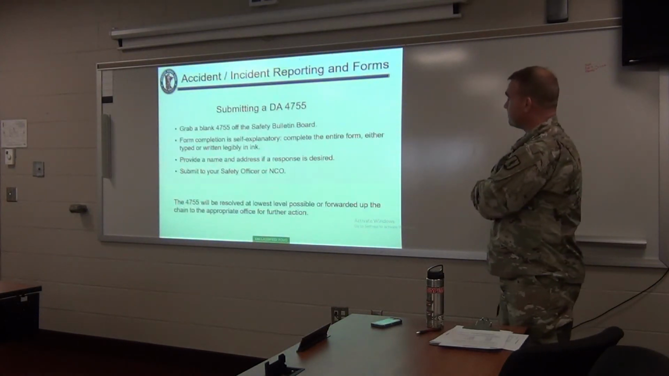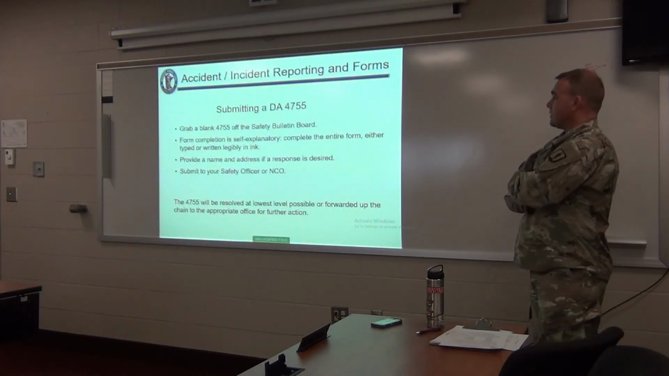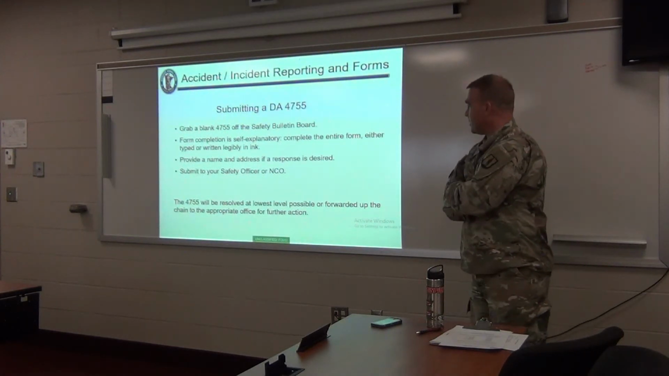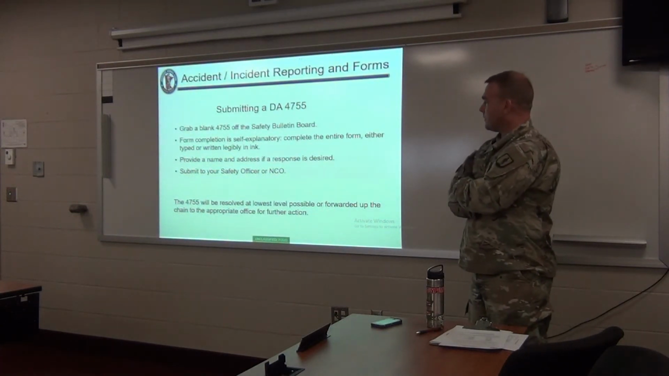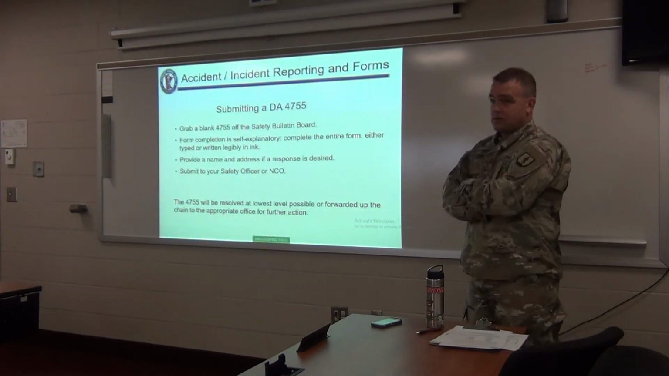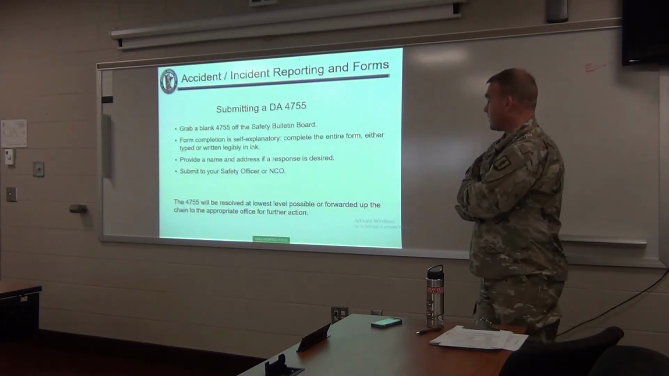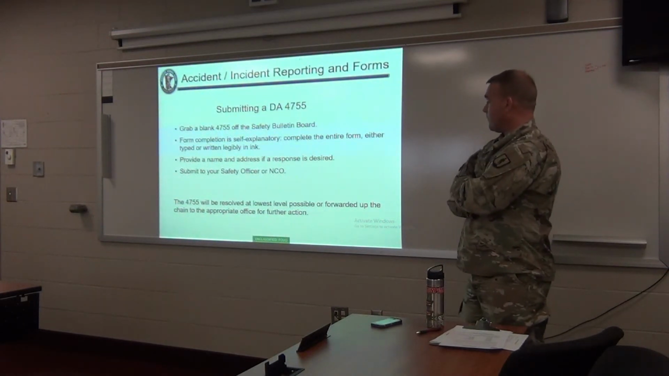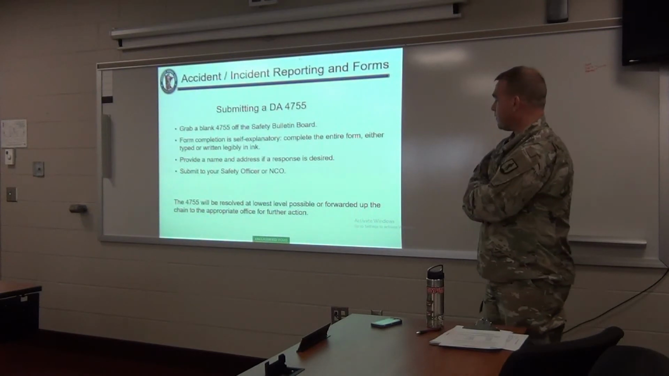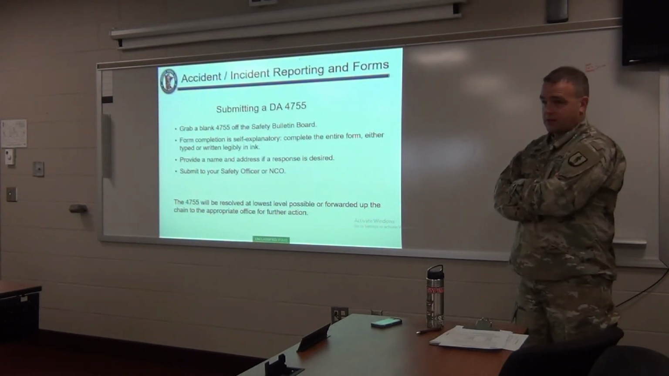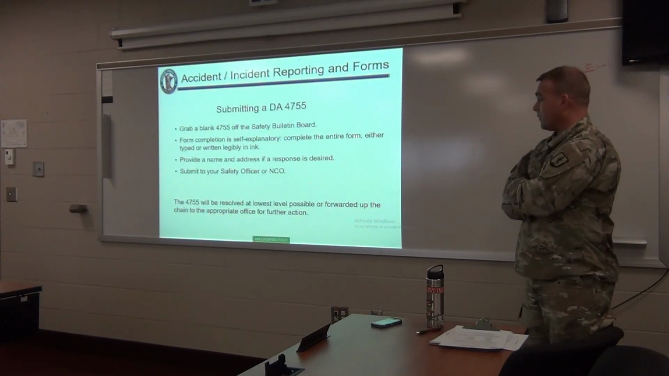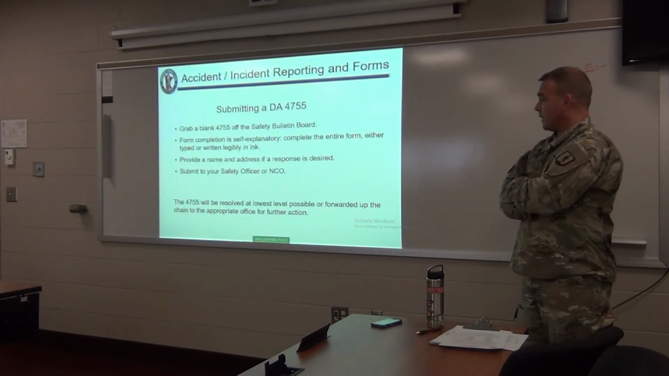All right. So to submit that form, there's blank ones on the safety bulletin board. It's pretty self-explanatory. You just complete the entire form, provide your name if you want a response, and then submit it to the safety officer or safety NCO. Like I said, lowest level possible to resolve it, or if we need to do further action or we see a trend, then we'll forward it up to the chief. Next.